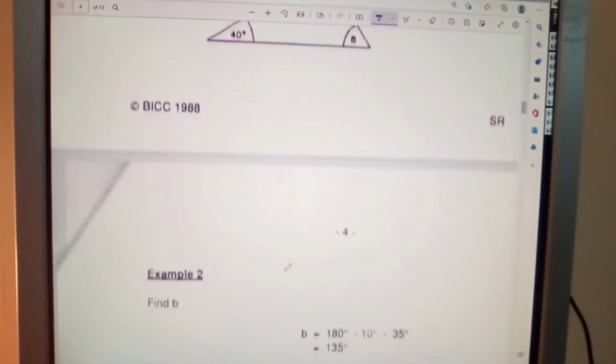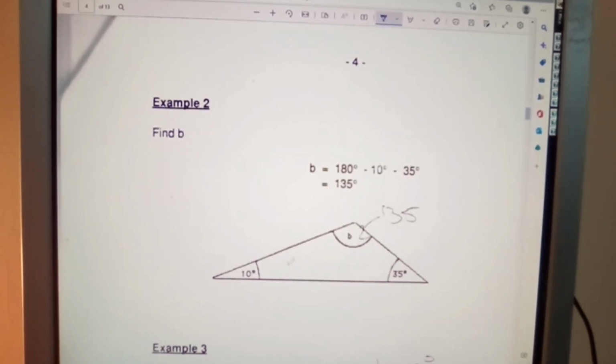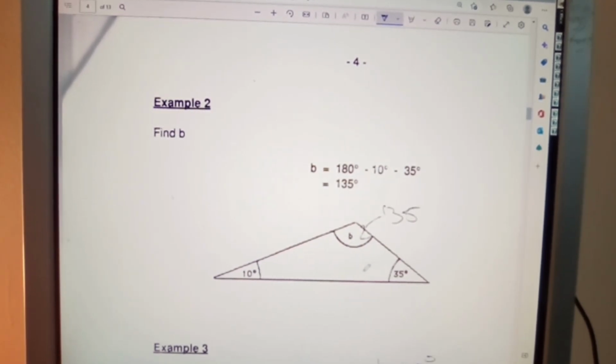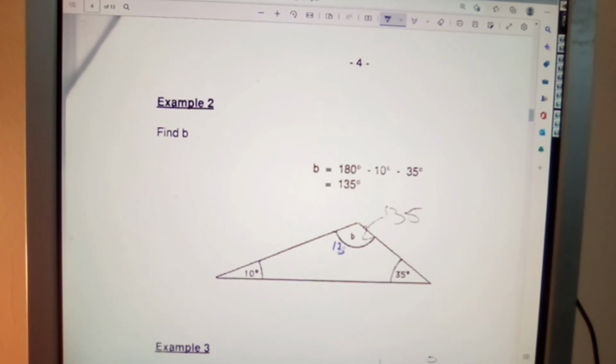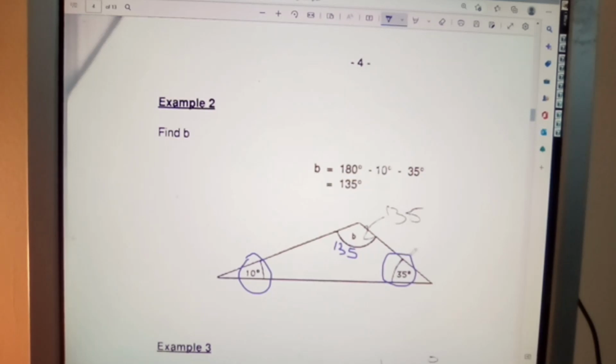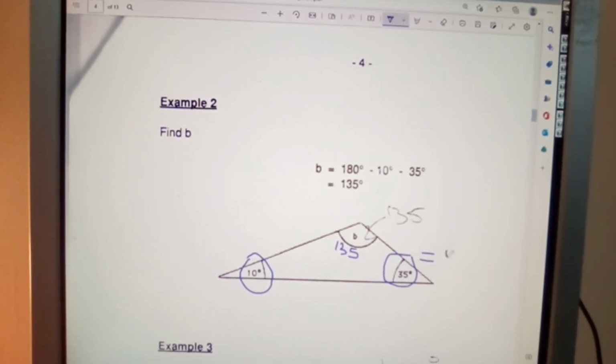Example 2. Find B. 180 minus 10 minus 35 equals 135 degrees. Now is that right? 135. 35 plus 35 is 70, 80, 90... we know that it is correct. If that is 135, that's now added to that: 135 plus 35 is 170, 180. So you're adding these together and it equals 180 degrees.